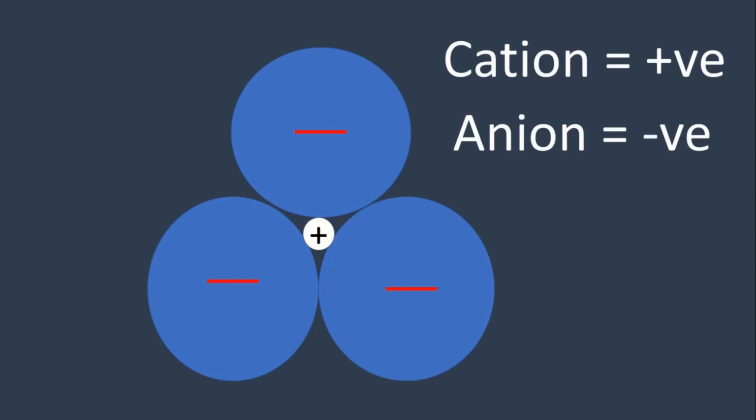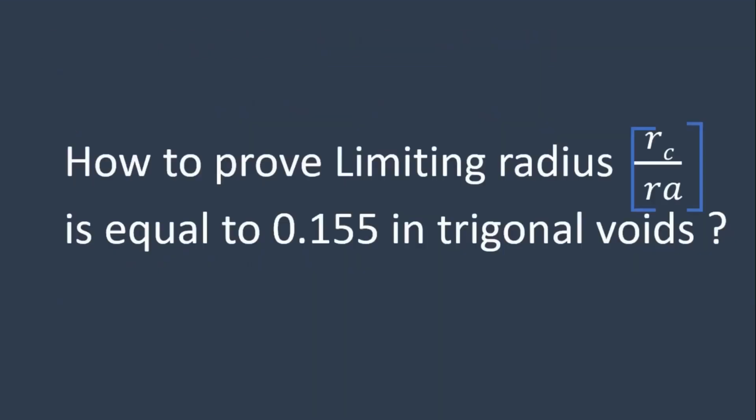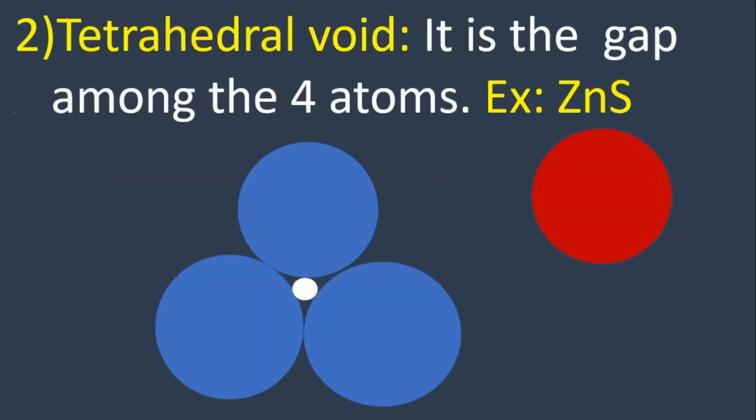So spheres are negative charge. A cation can be fitted at the center, that is positive charge. Radius of the cation by radius of the anion is in this range in the case of trigonal voids. How to prove the limiting radius? That we'll discuss at the end of the video.